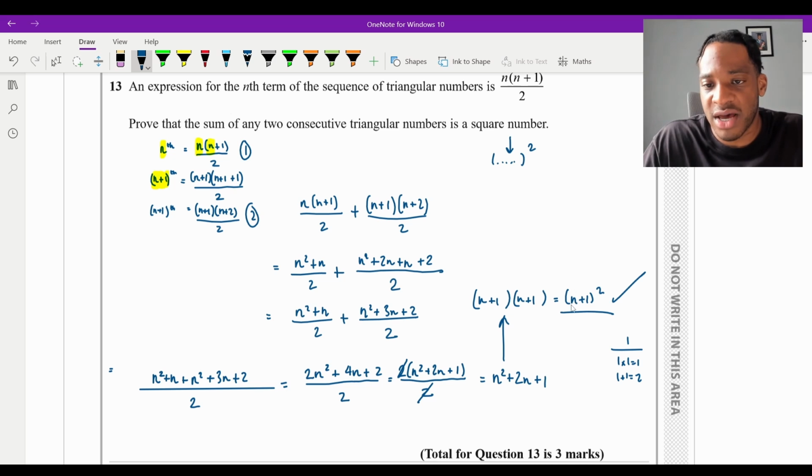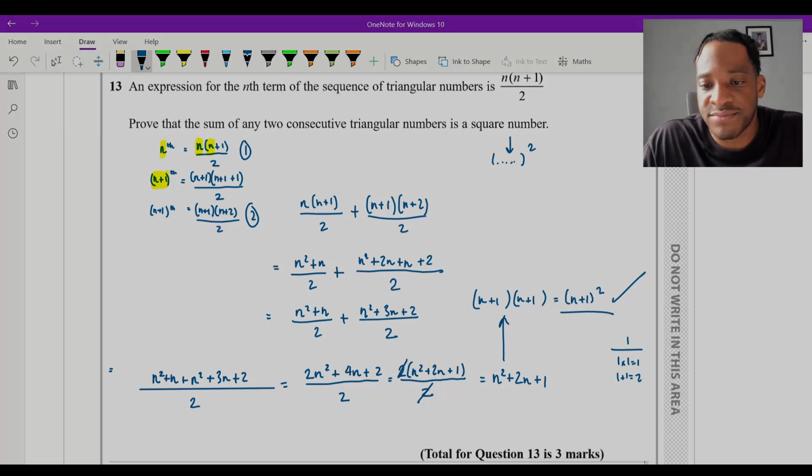But yeah, that's it. So you put this here, n plus 1 all squared, and then just write a little statement. And yeah, that's it.